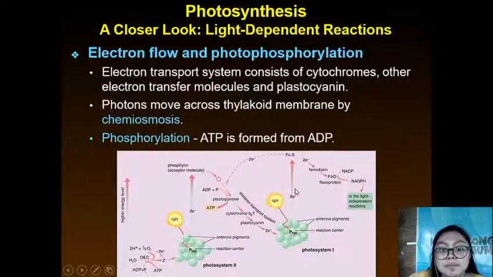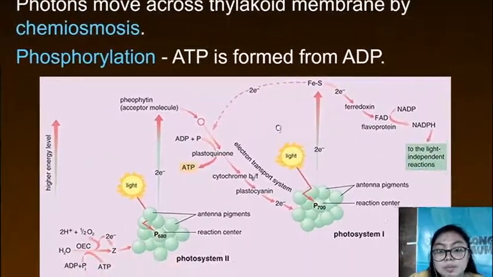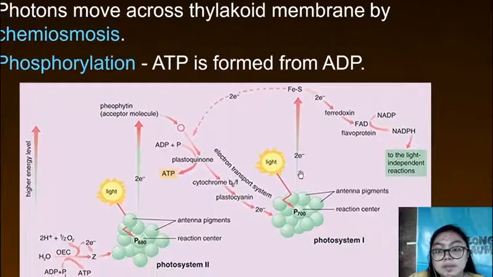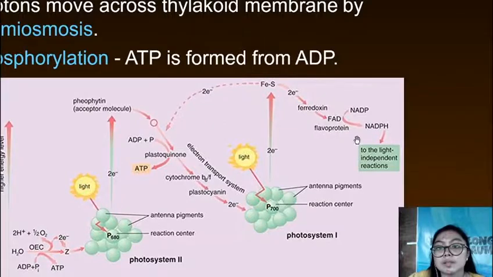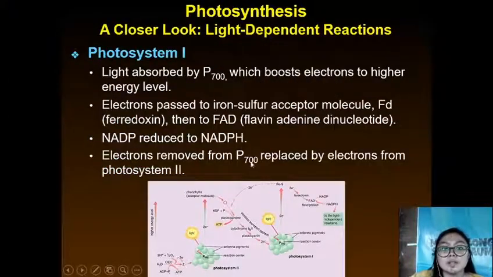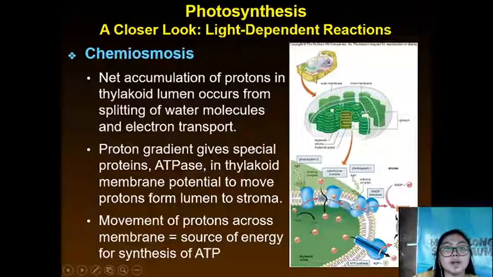Here, and to here. Electrons removed from P700 are replaced by electrons from photosystem 2. So it processes from photosystem 2, then here, up until here, and then on to the light-independent reactions.